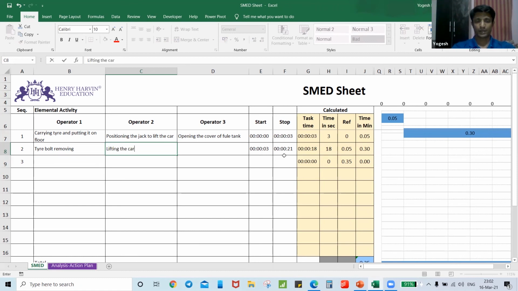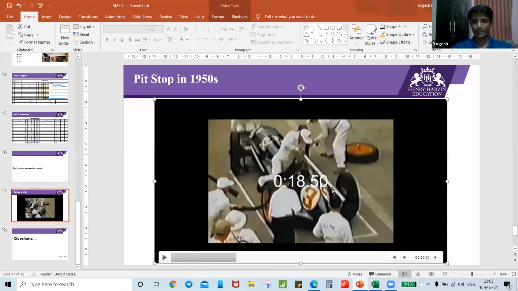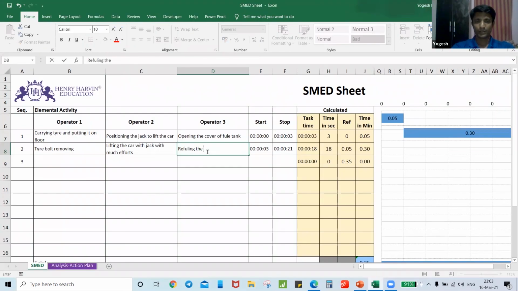lifting the car with jack with much effort. You can write it down here as well. It is not easy for him to lift. He's putting all his weight on the jack just to lift the car. Interesting. And operator 3 is refueling the car. Right. So this activity will continue here.